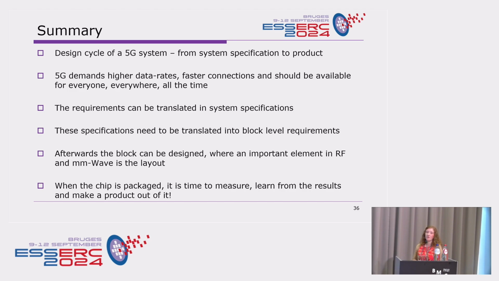So I tried to guide you through the idea of a 5G system, from system specification to a product. In 5G, everything needs to be faster, and we want to connect everyone, everywhere, all the time. The requirements can first be translated into system specifications and afterwards into block specifications. And it's very important to take the layout into account in these millimeter wave circuits. And then once the chip is packaged, it's time to measure, learn from the results, and make a product out of it.